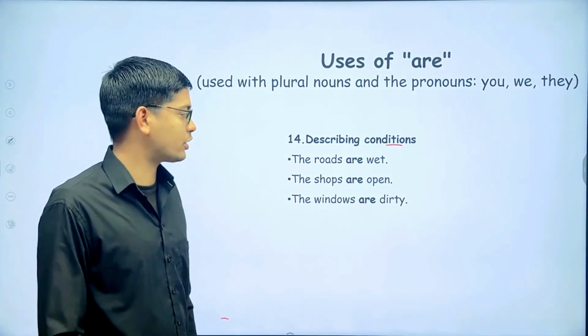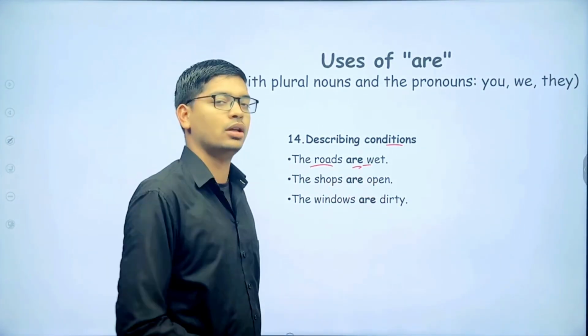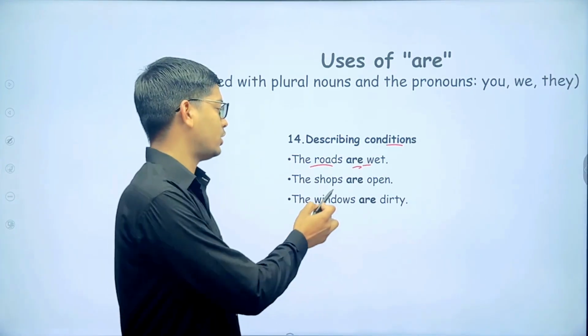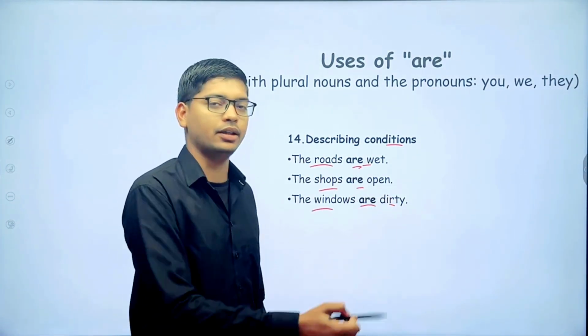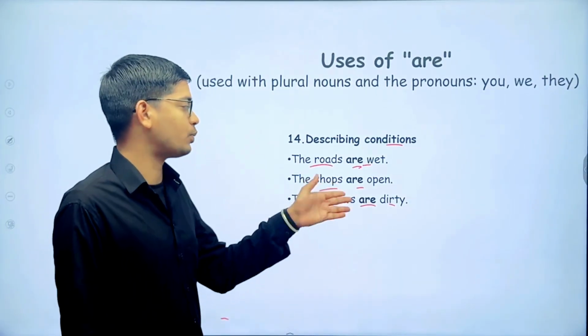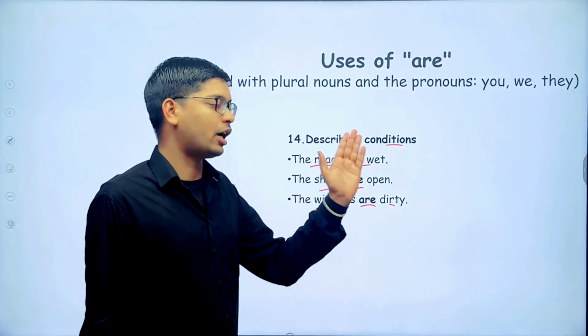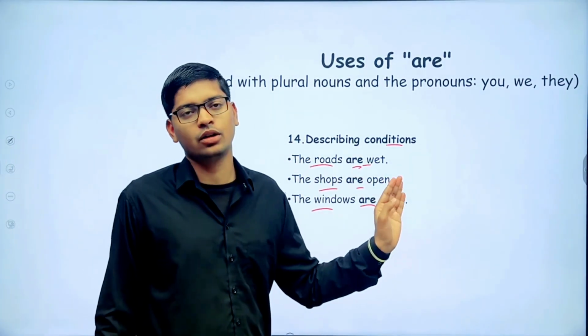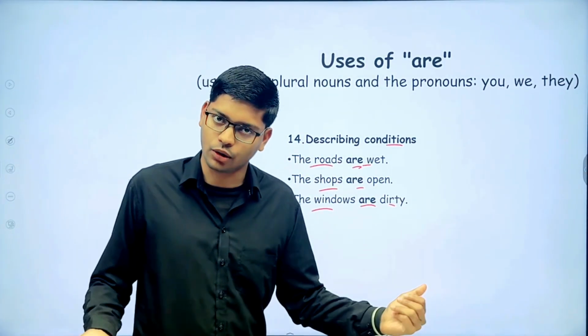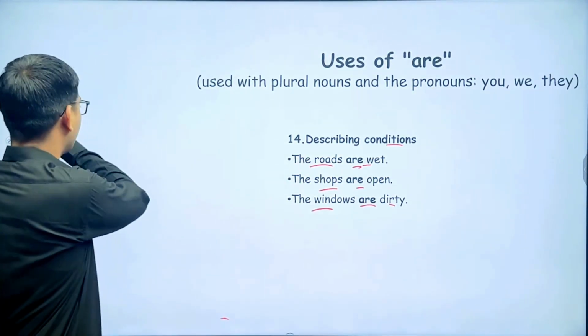Here, describing conditions. For example, the roads are bad. The shops are open. The windows are dirty. To talk about conditions, we can use are. Let's see the next use.